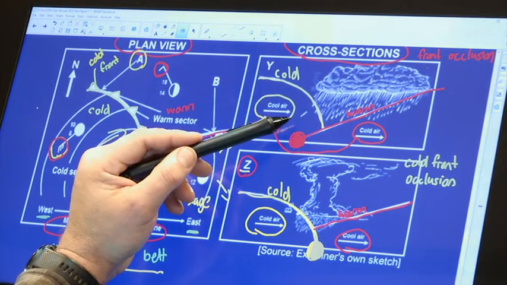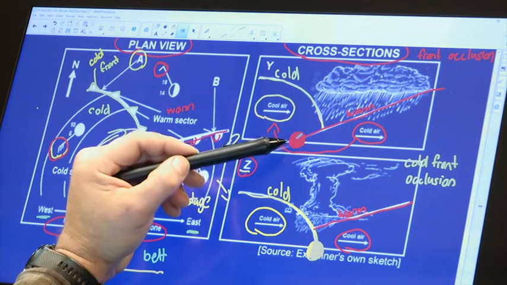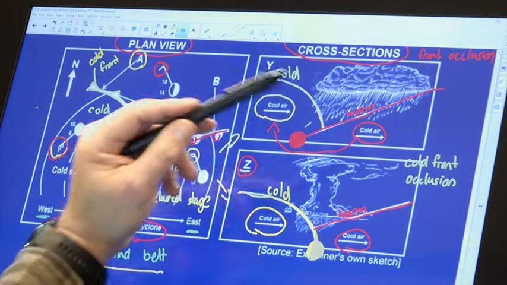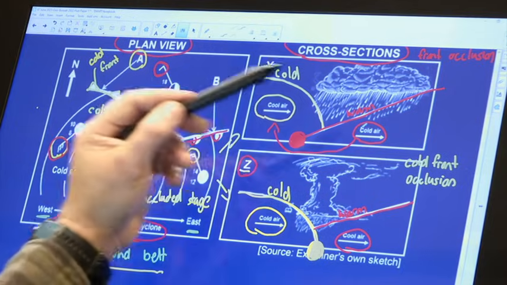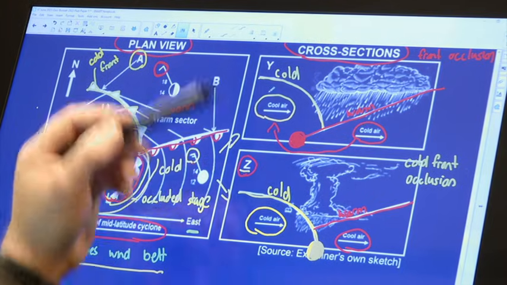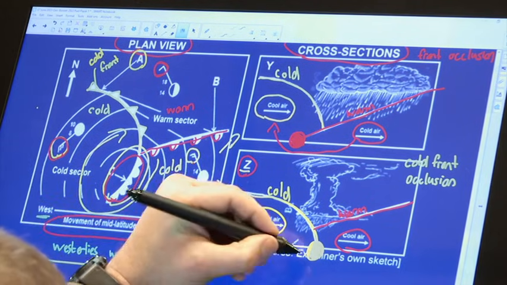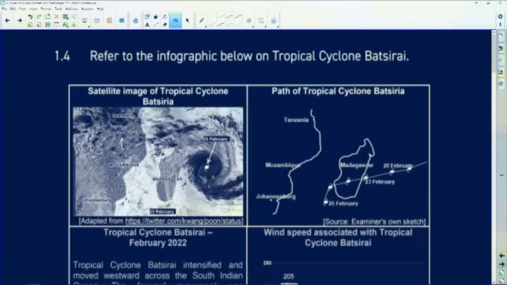Look at the wind speed behind the cold front in comparison to that of the warm front, right? Over there, if you look at our cross sections, what do we have over here? We have a warm front occlusion, because the warm front attaches itself to the surface. The simple reason why is because the air in front of the warm front is colder than the air behind the cold front. Different scenario over here. We have a cold front occlusion. We can identify it over there because the cold front attaches itself to the surface. The air behind the cold front is colder than the air in front of the warm front. Let's quickly look at our next question.